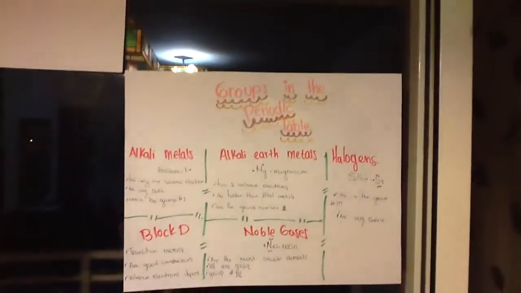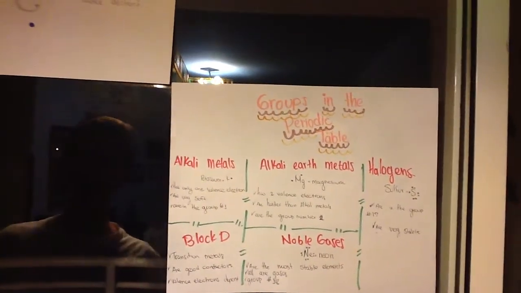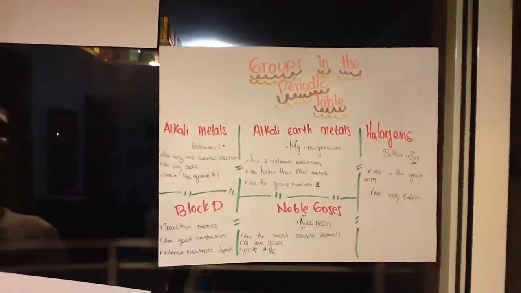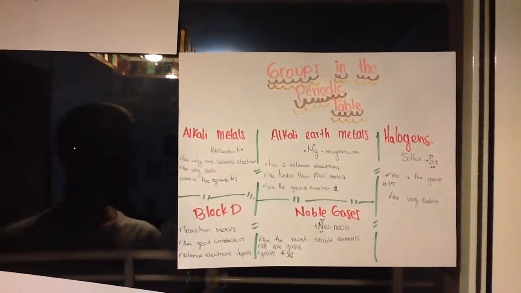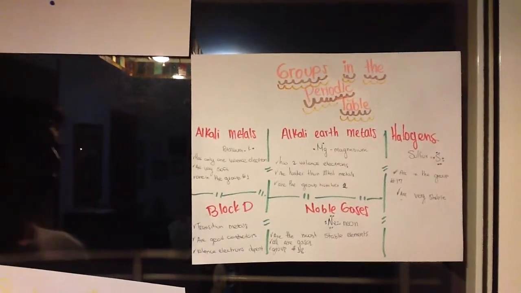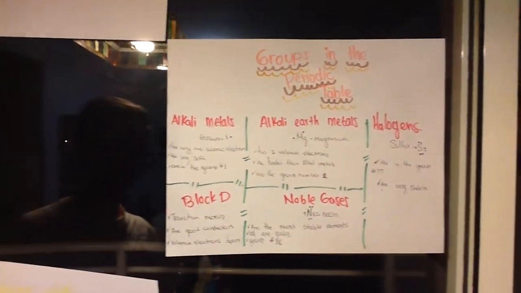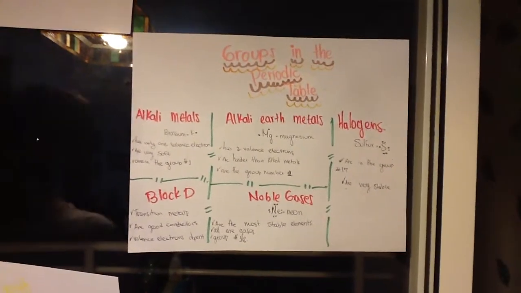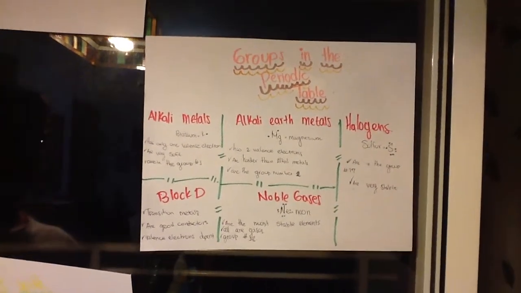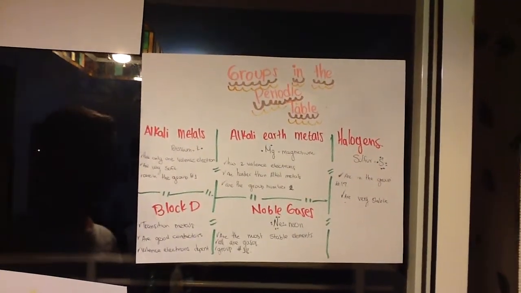Then we have the groups in the periodic table. We have 5 groups that are alkali metals, alkaline earth metals, the block d, the halogens and the noble gases. The alkali metals have 1 valence electron. All the elements in the alkali metals have 1 valence electron, are very soft, and are in group number 1.